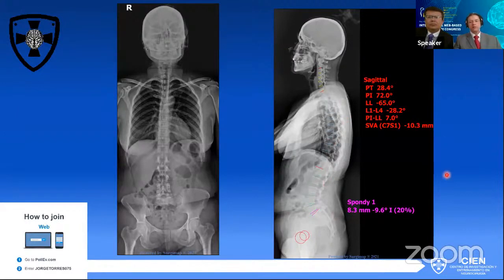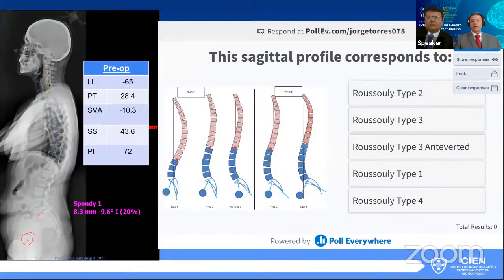We have a pelvic tilt of 28.4, a pelvic incidence of 72 degrees, a global lumbar lordosis of 65 degrees, and an SVA of minus 10.3 millimeters. So as you can see, there's a significantly increased pelvic tilt. So according to the sagittal profile, what would be your opinion? What type of sagittal profile would this correspond to? Type 1, a type 2, a type 3, a type 3 antiverted, or a type 4? Please take 2 minutes to answer the question.